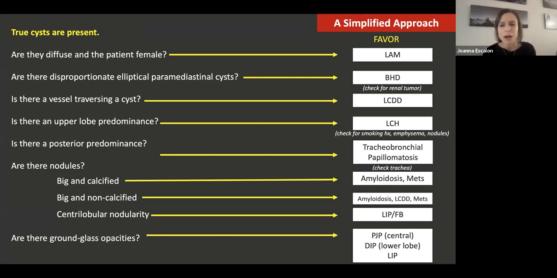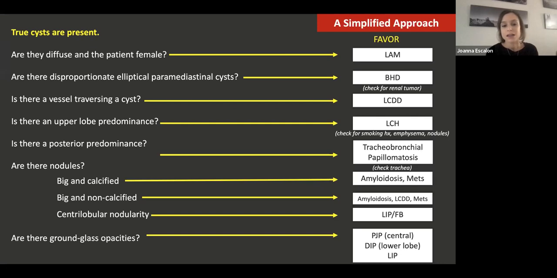Or is it more central lobular nodularity? Then you might think of things like follicular bronchiolitis and LIP, which is an airway-centered process. And finally, are there ground glass opacities? Think of pneumocystis pneumonia. If it tends to be central predominant, look for a history of HIV, usually with a CD4 count less than 200.